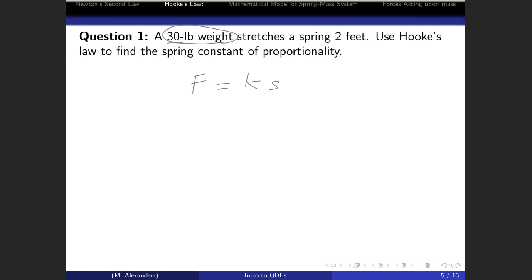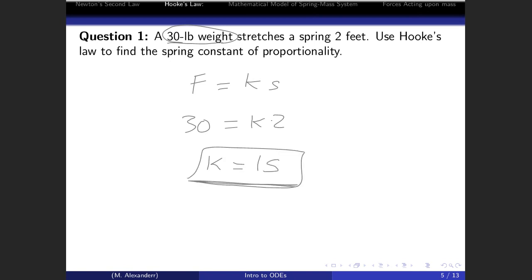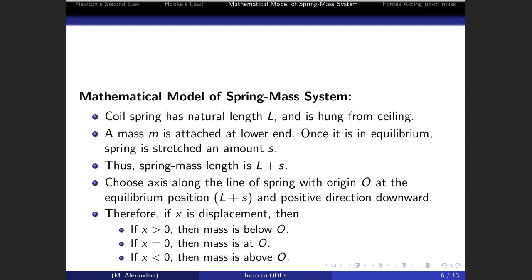Weight is actually a force, the force due to gravity. And so this is the 30. And then we have the stretching amount to be 2 feet. So that means that K is equal to 15. All right, so that's how you find your constant of proportionality in this specific example. Just to give you a little bit of exercise here.